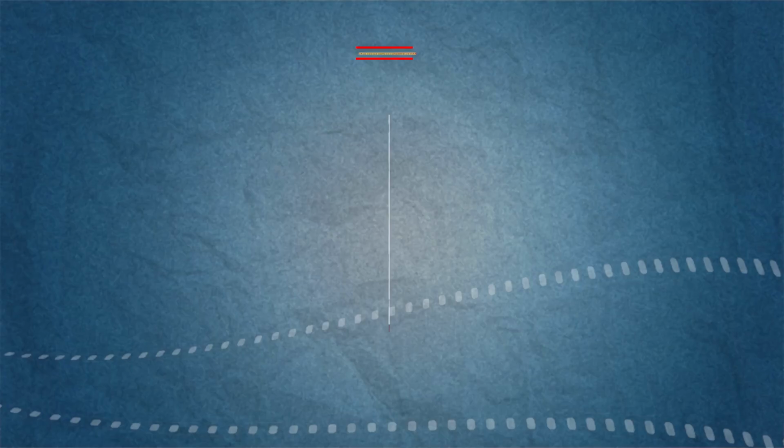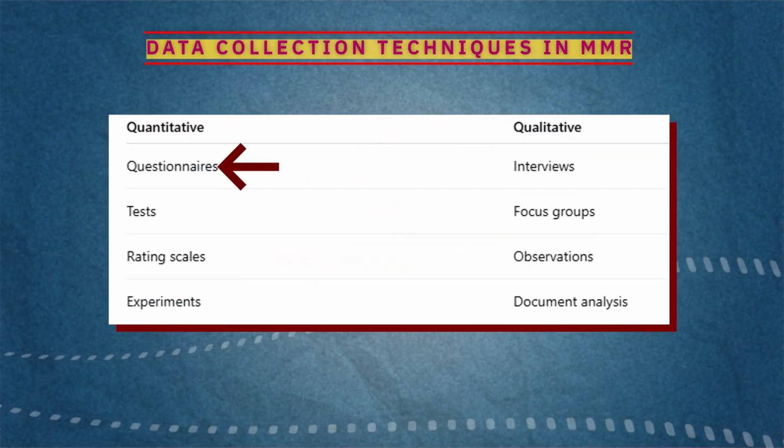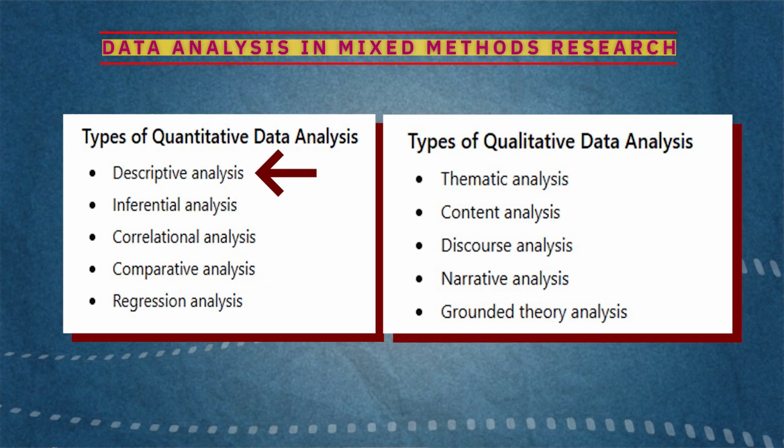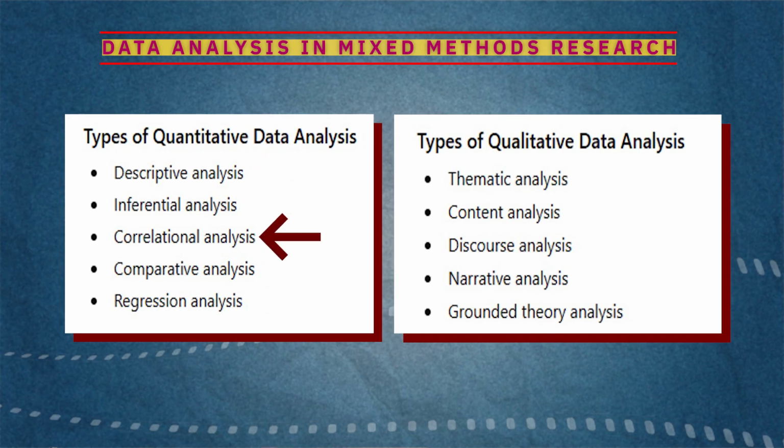Now, the data collection techniques in mixed method research, of course, are quantitative and qualitative. In the quantitative part, it could be questionnaires, tests, rating scales, or experiments. In the qualitative way, it could be interviews, focus group discussions, observations, or document analysis. The different types of quantitative data analysis could be descriptive, inferential, correlation, regression. Types of qualitative data analysis could be thematic analysis, content analysis, or narrative analysis.